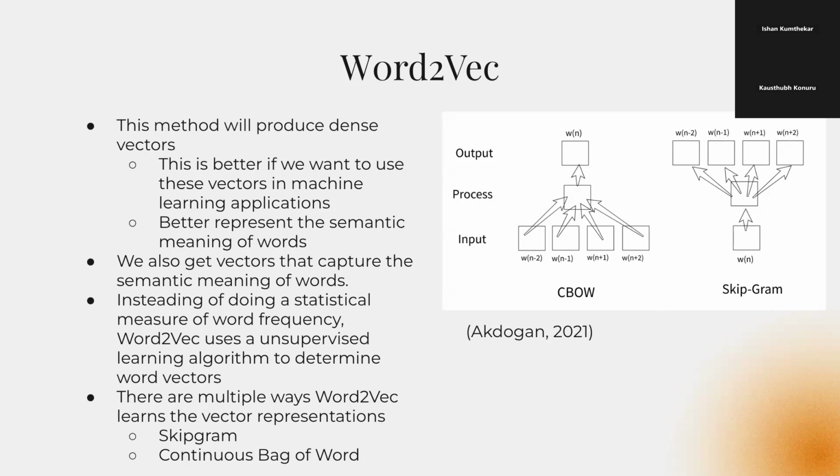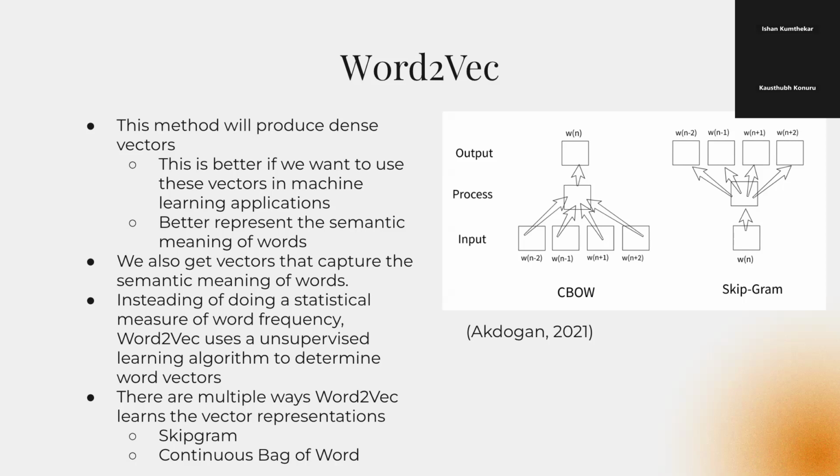So again, we will also get vectors that capture the semantic meaning of words. And instead of doing a statistical measure of the word frequency, word2vec uses an unsupervised learning algorithm to determine the word vectors. So I'm going to break this down as to what this unsupervised learning algorithm is and how it learns the word vectors. But essentially, this learning algorithm will create a word vector that is a static embedding, meaning that that same vector is used for the word, no matter what context the word is in.